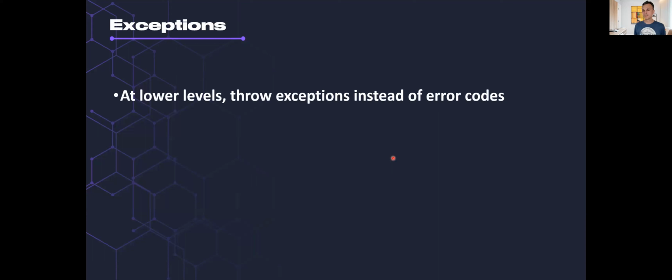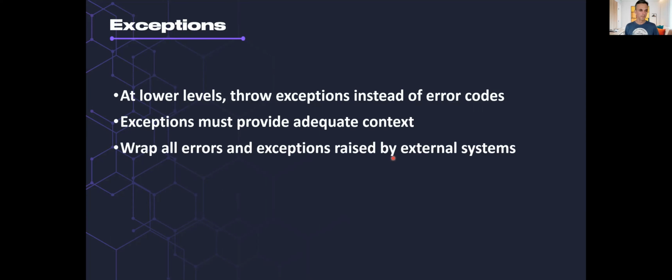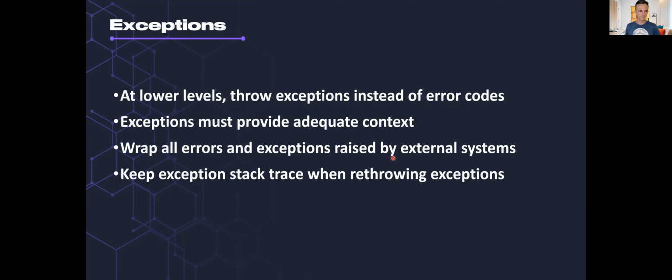When we talk about exceptions, it is important that at lower levels we throw exceptions instead of error codes. Exceptions must provide adequate context: intent, failure stage, error type, some failed values, etc. Wrap all errors and exceptions raised by external systems into your own exceptions. So create your own exception, and when this exception happens, you know what's going on. Keep the exception stack trace when throwing. You probably know this with throw and throw something. So don't lose the stack trace.